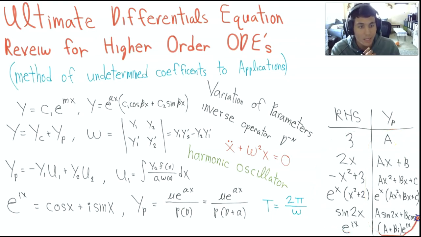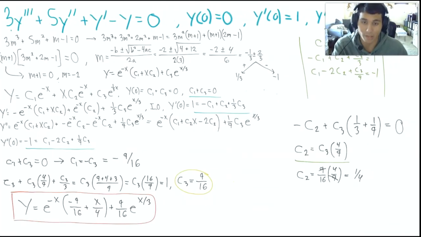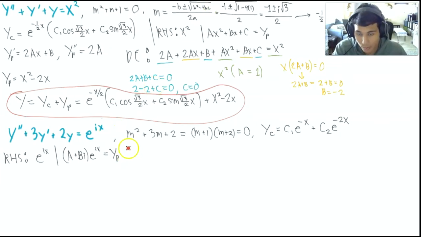Now, you may need to modify it a little bit more if you have an overlapping term of your yc solution and your yp solution. You may need to modify this by multiplying it by x, and I'll show you an example of that. Probably the next problem we'll have will include something like that. But for this one, so far we don't have any overlappings, right? So this is what yp is equal to.